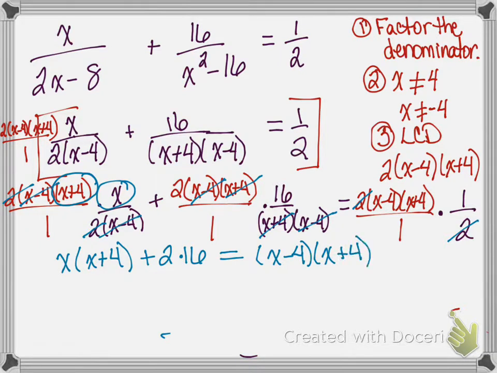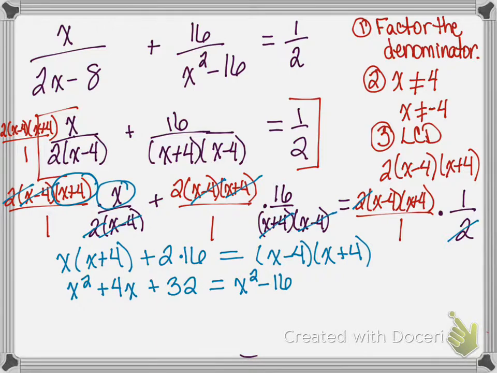Now, we know how to solve this. We know what we're doing. Okay? X times x is x squared. X times 4 is 4x. 2 times 16 is 32. X minus 4 times x plus 4, you can do it off to the side, but we already know what it is, right? Difference of perfect squares. If you need to FOIL that off to the side, that's fine.